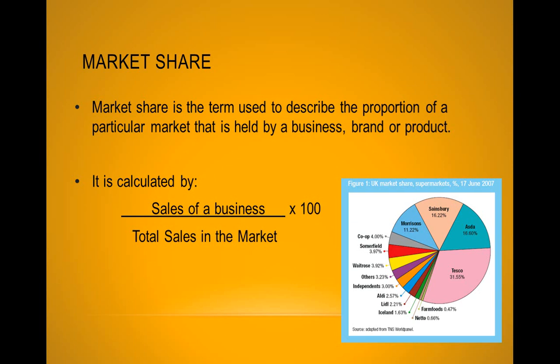Businesses are always interested in their market share, and that is the term used to describe the proportion of a particular market that's held by a business, brand or product. It's calculated by sales of a business divided by total sales in the market times 100, and it's usually shown in a pie chart like the one you can see on your screen now. Market share is interesting for a business because it will also affect the profits that they gain.